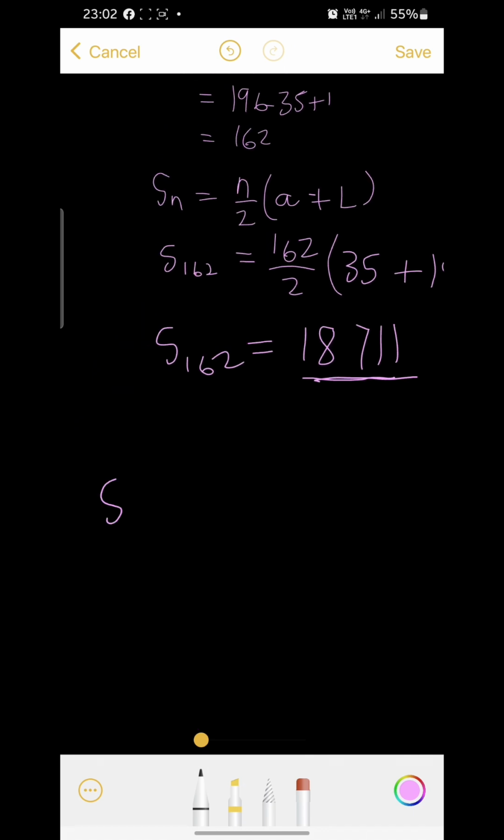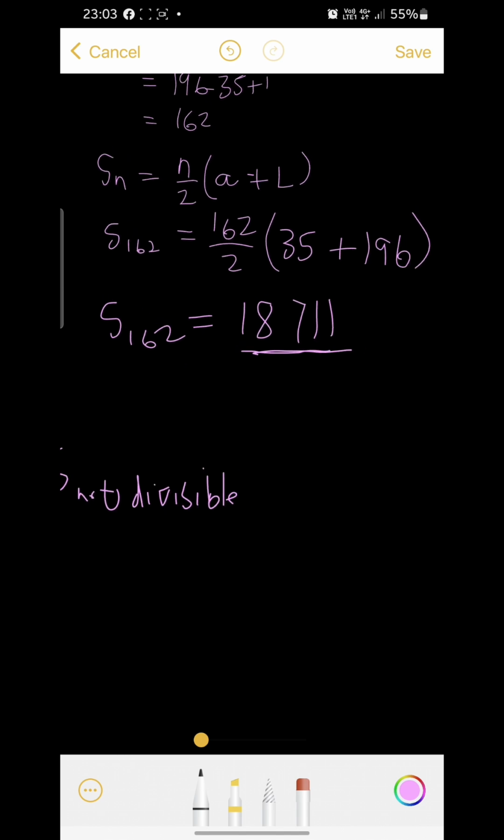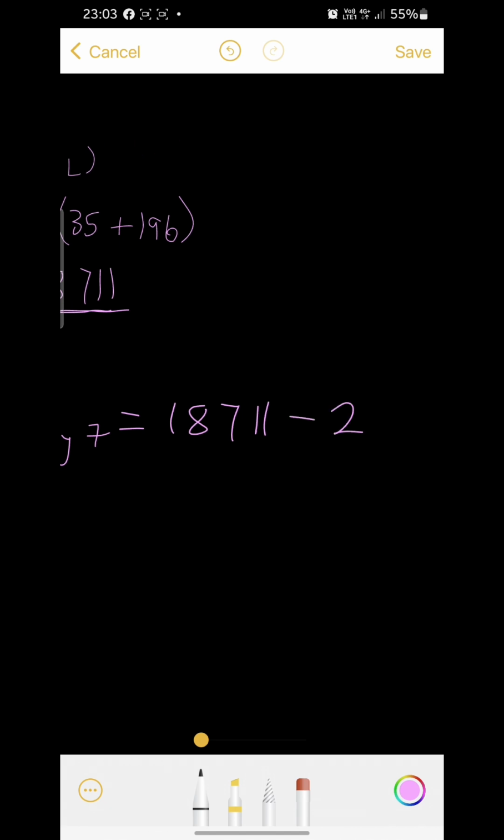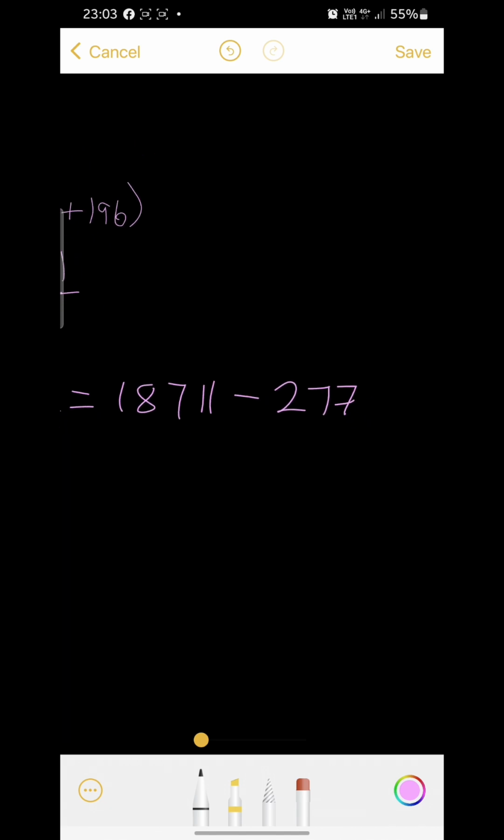So I'm going to say the sum of not divisible by 7 is going to be 18711 minus 2772. And we get 15939.